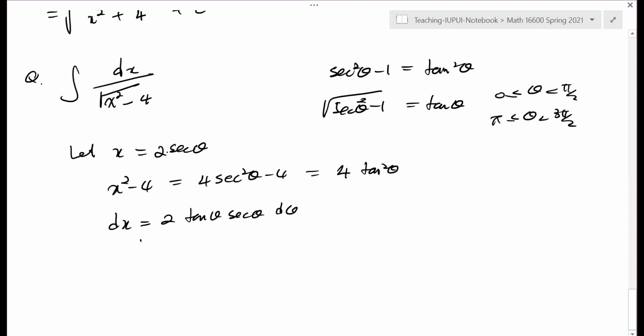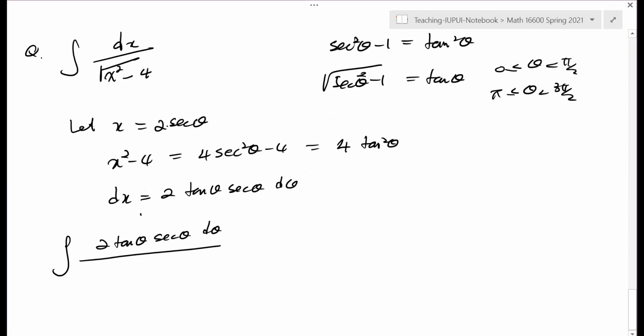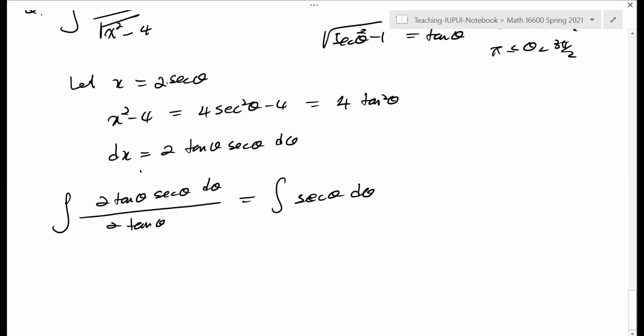All right, let's put everything into the integral. The integral becomes 2 tangent theta secant theta d theta, and the denominator is the square root of that, which is 2 tangent theta. After you simplify, you will get the integral of secant theta d theta. So the question is, how do you evaluate this?